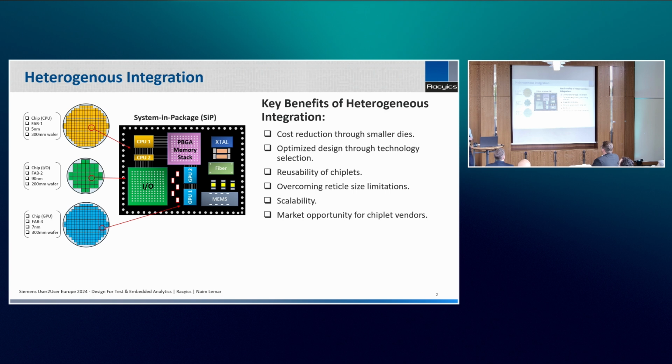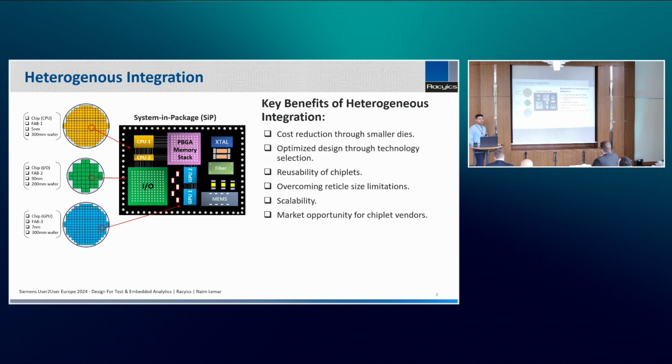Chiplets can also be reused. Vendors can reuse their chiplets in different designs using 2.5D and 3D IC packaging. It also overcomes the reticle size limitation from the manufacturing side. For example, if we enlarge the size of the SoC, we will reach the limit of the reticle size. So this will be a solution to overcome the reticle size.